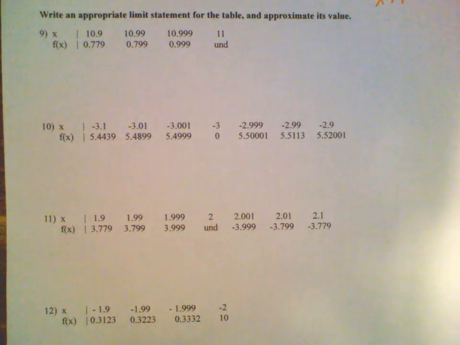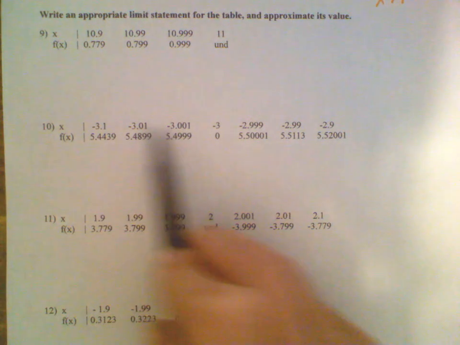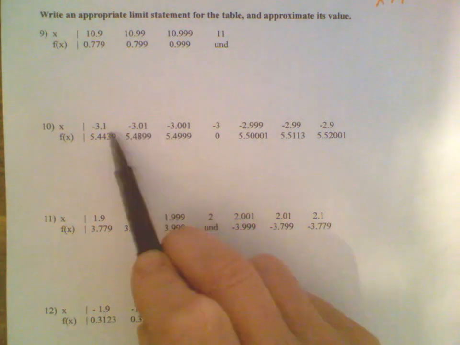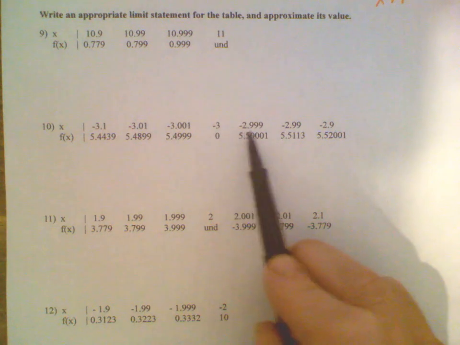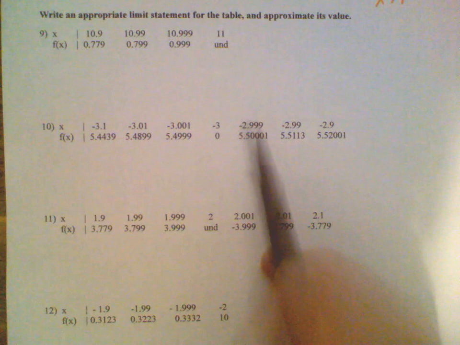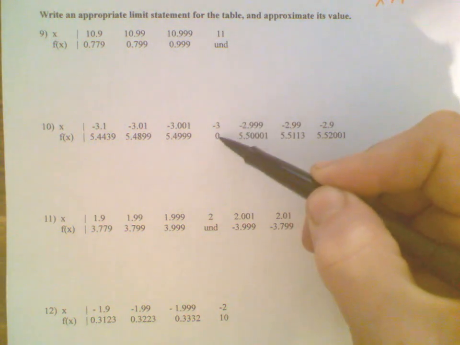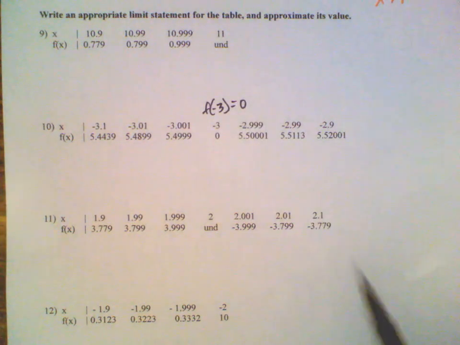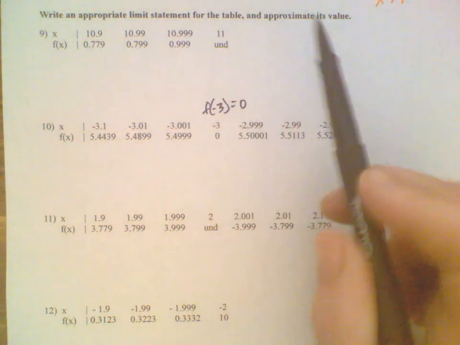And so if I look at problem number 10, it looks like I'm a little bit less than -3. These are a little bit less than -3, -3.1. Remember, the bigger the negative, the smaller the value. And over here on the other side of -3, it's a little bit more than -3. And -3 is my sort of center region. Well, they give me the value of -3. This means that f of -3 equals 0, but I am supposed to write a limit statement and then approximate the limit statement.